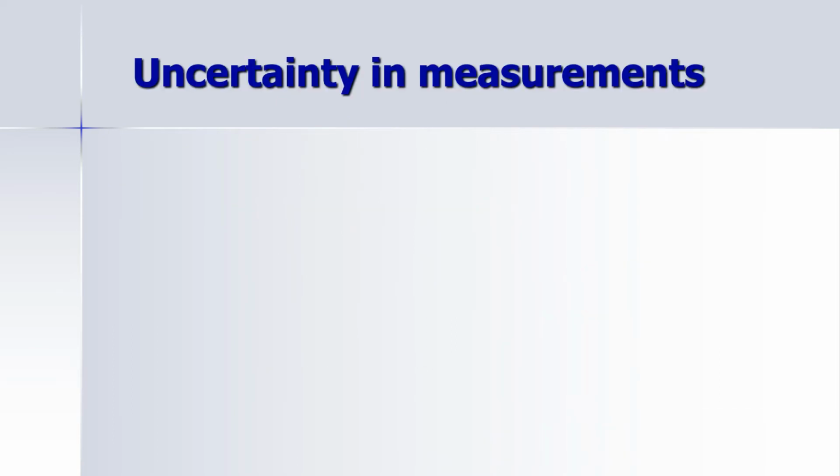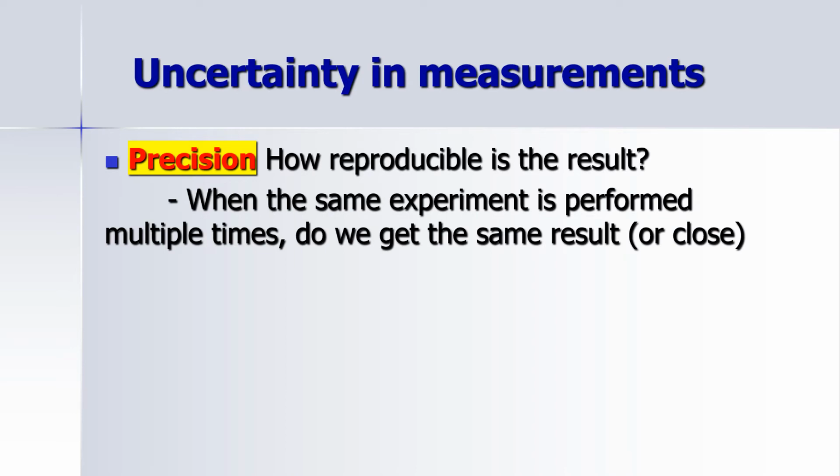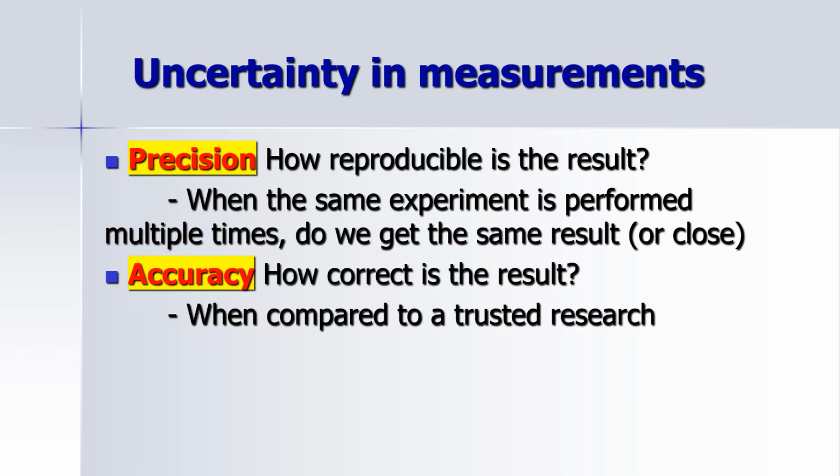So these two things, accuracy and precision, give us the uncertainty in our measurement, which means we cannot say with 100% surety that our experiment was correct and we got the correct values, or that this is what the exact correct values should look like. So just a quick review: precision is how reproducible the result is, which means if we perform the same experiment multiple times, how likely are we to get the same result? That's what we mean by precision. And then accuracy is how correct the result is, which means when we compare that to a trusted research or something, how close are we to their answer?